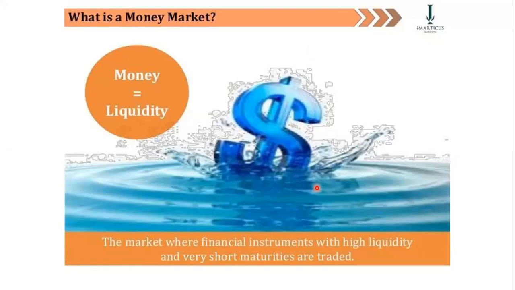So the money market. What is the money market? The market where financial instruments with high liquidity and very short maturities are traded. The best example is the check, the current account bank check. This is the most liquid financial instrument, the check. Right.